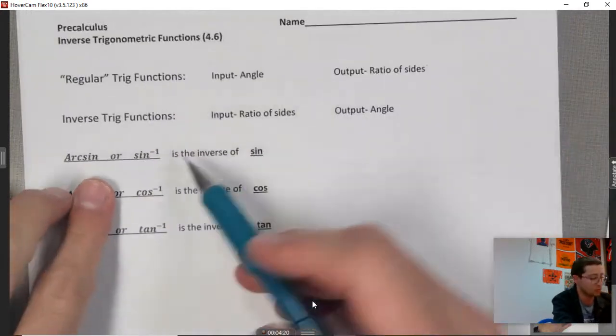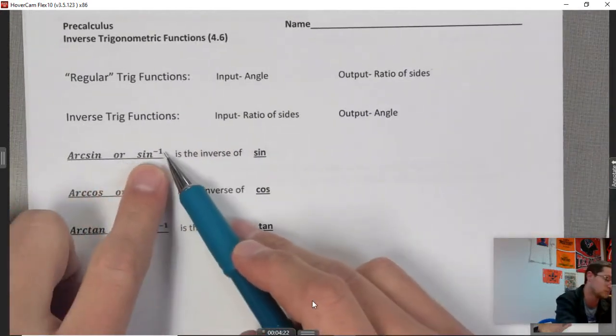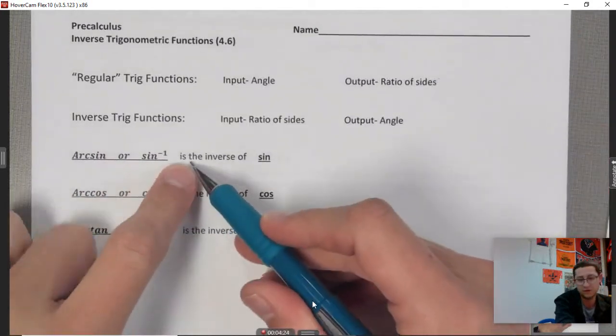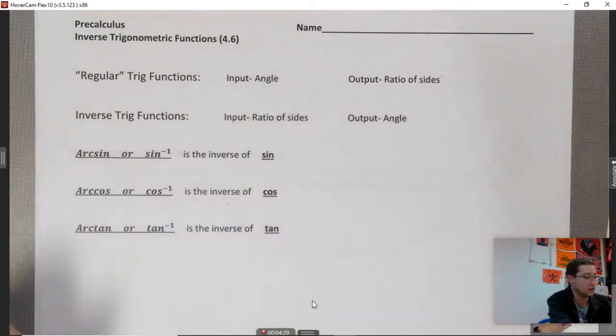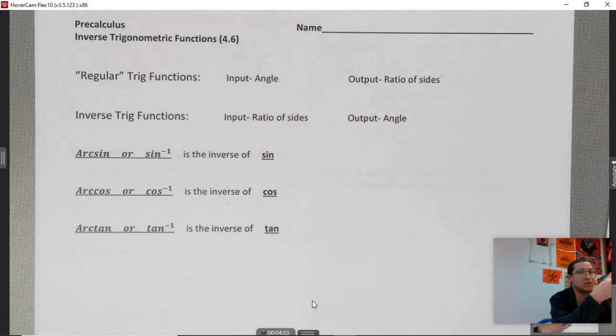It is important to note, though, that arc sine, or sine to the -1 power, or sine inverse as I call it, is the inverse of sine. And again, when you have an inverse, the input is now the output, and the output is now the input. It's switching your inputs and outputs.